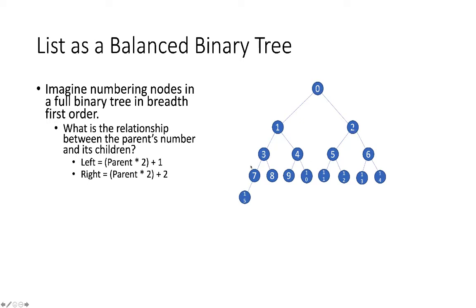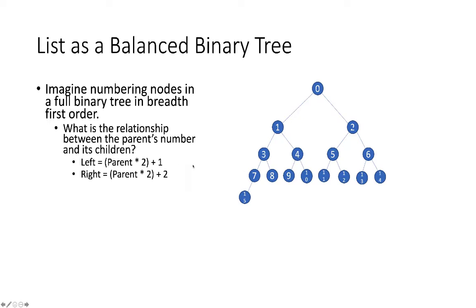And this relationship holds all the way down as long as we fill in our binary tree left to right, one level to the next, right? So from 1, we get 1 times 2 plus 1 is 3, and 1 times 2 plus 2 is 4. 2 times 2 plus 1 is 5, 2 times 2 plus 2 is 6. Etc., etc. So 4, for example, 4 times 2 is 8, plus 1 is 9. 4 times 2 is 8 plus 2 is 10.